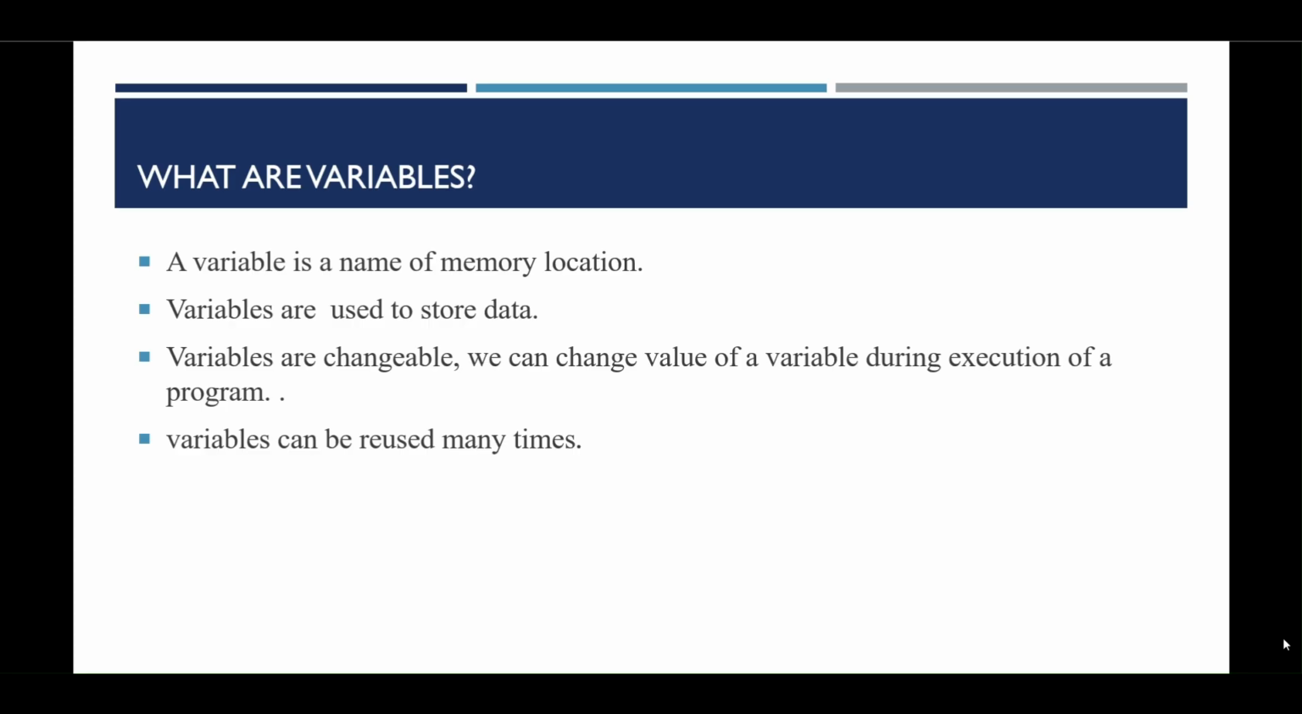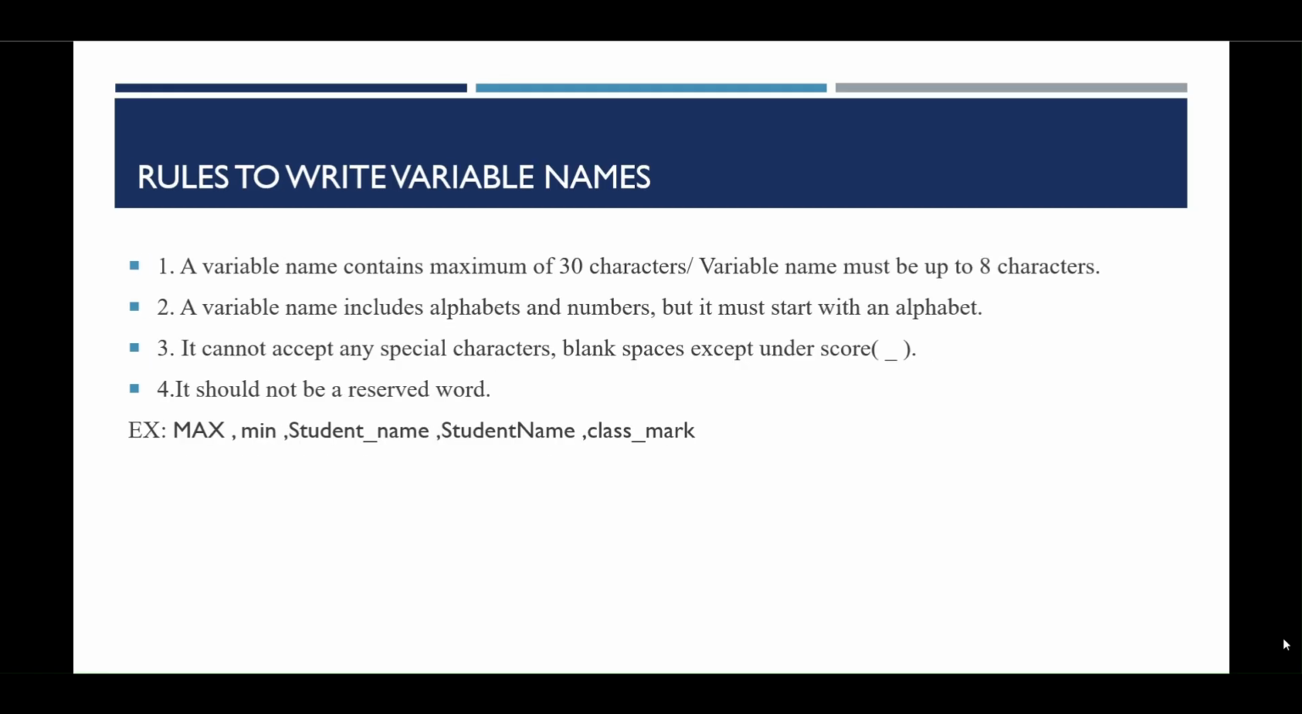Variables are changeable. We can change the value of a variable during execution of a program. Variables can be reused many times. Then we have some rules we have to follow while writing variable names. We have to keep these rules in our mind while writing variables.